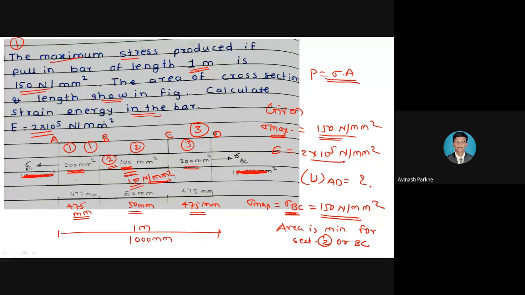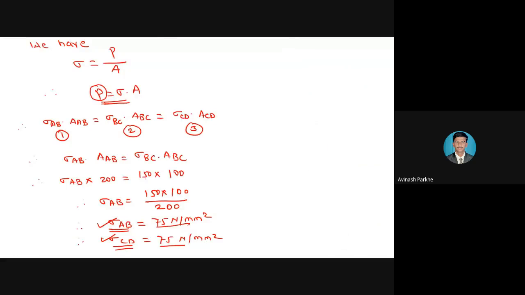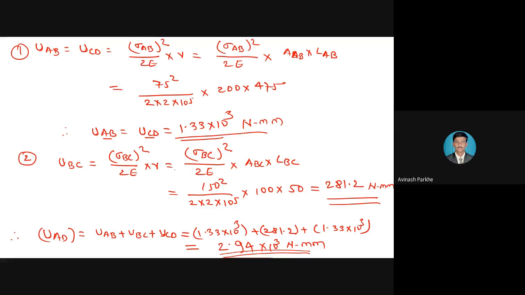Okay, by using this particular 150 Newton per mm square, I have calculated the stress induced in AB and stress induced in the CD, and then by using the formula U of AB is equal to U of CD is equal to sigma AB square upon 2E into volume, I have kept the value. And then I have calculated the strain energy stored in the section 1, strain energy stored in the section number 3. Why? Section 1 and 3 are having the same area and the same length.